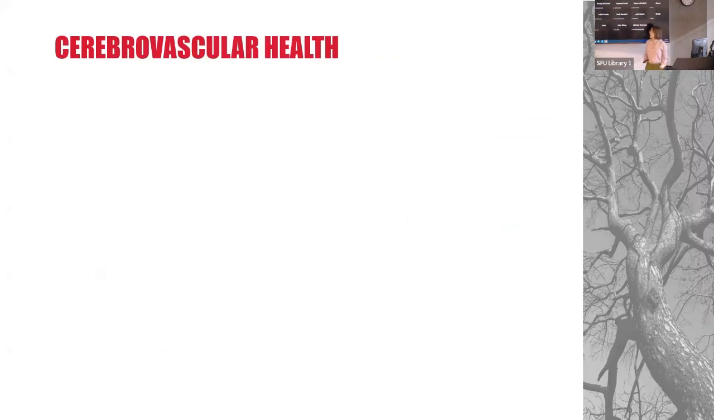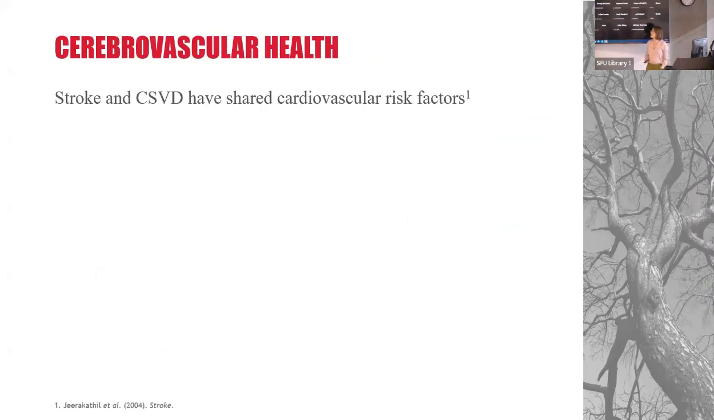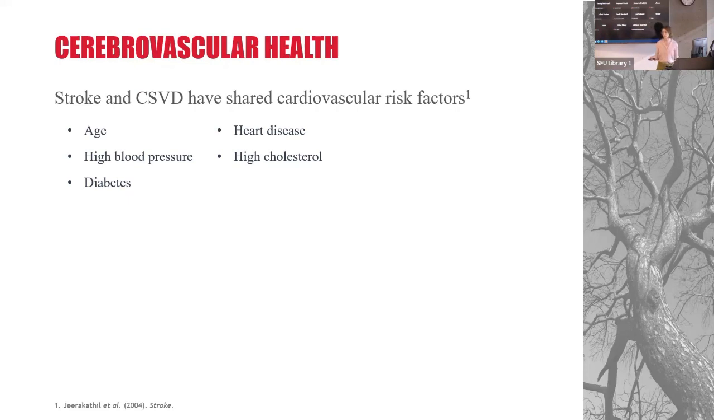Now, moving on to the broader context of cerebrovascular health, we know that stroke and cerebral small vessel disease have a lot of overlap. They're really part of a similar cerebrovascular continuum, and they share common risk factors. There's a number of different cardiovascular risk factors, but some of the large offenders are here, including age, high blood pressure, diabetes, heart disease, and high cholesterol.